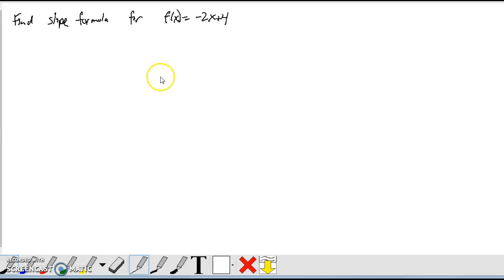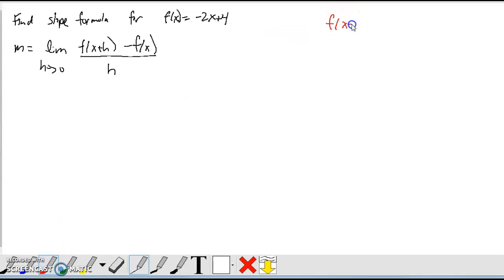So here is my problem. It says find the slope formula for this function, negative 2x plus 4. So we have to remember the slope, aka our secant line, is going to say the limit as h approaches 0 of f of x plus h minus f of x all over h. Now instead of a point where we're plugging in x, we're plugging in a whole function. So we're going to say f of x plus h.